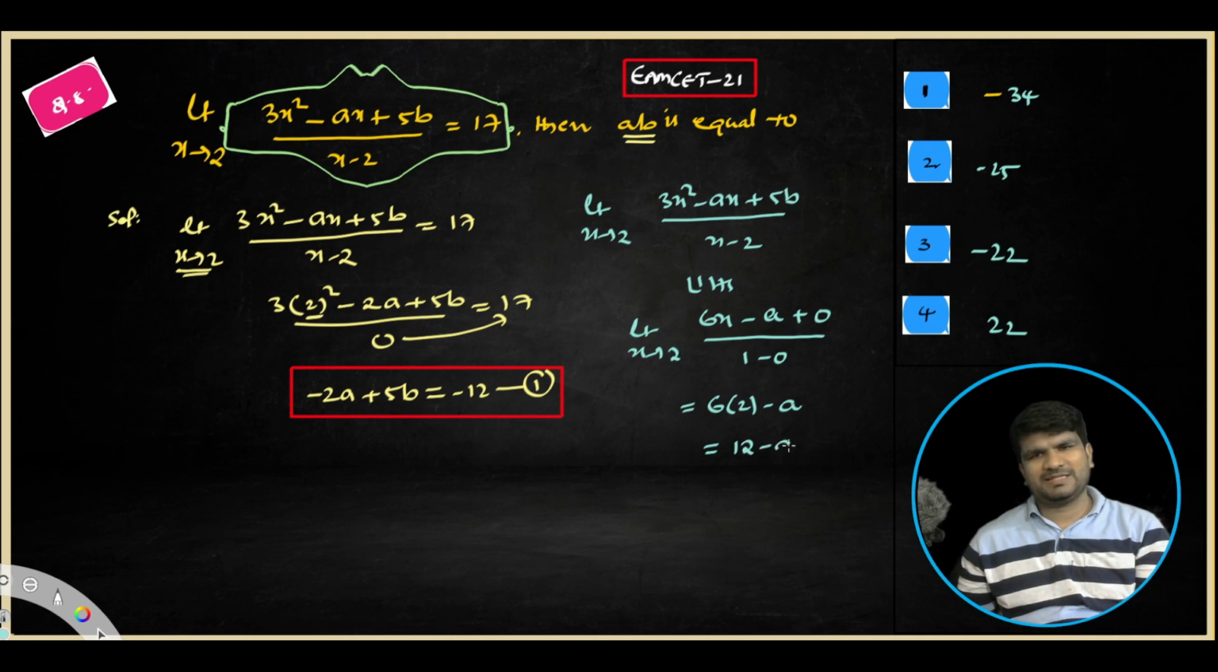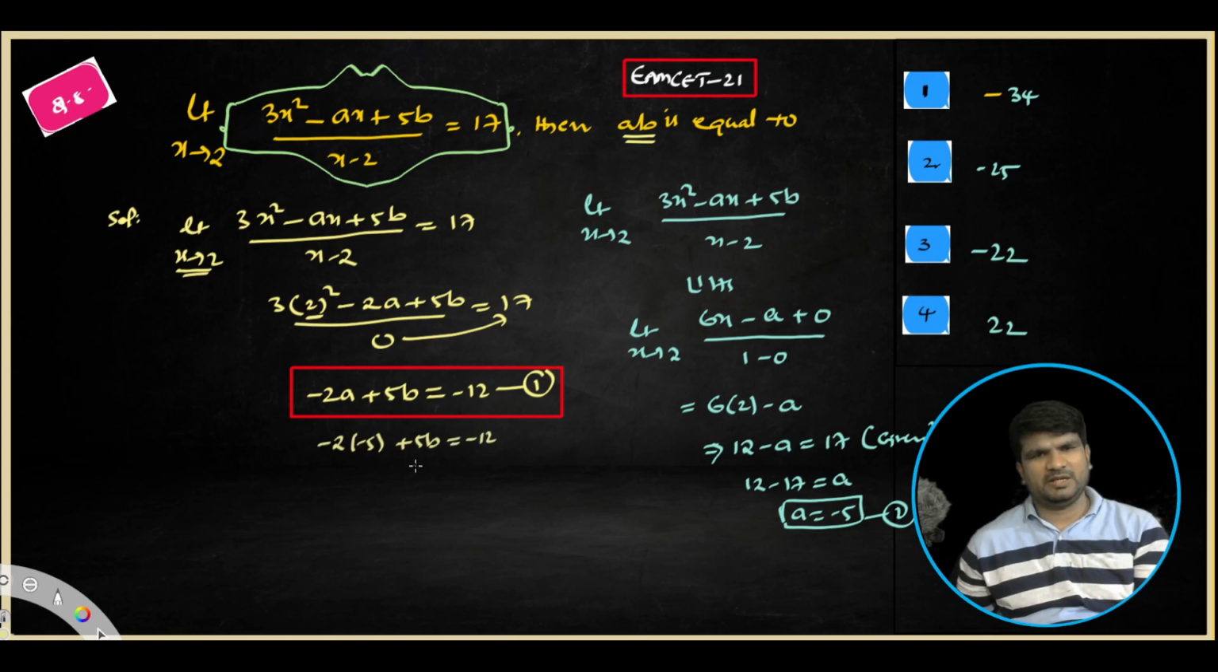12 − a is given as 17. From this we can say 12 − 17 equals a, so a equals −5. This is equation 2. Now substitute the value a = −5 in the first equation: −2 into −5 plus 5b equals −12. So 10 + 5b = −12, so 5b equals −22. So b equals −22 by 5.